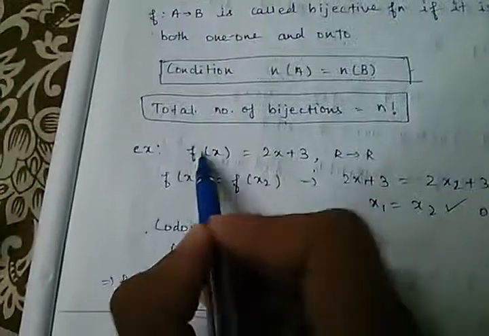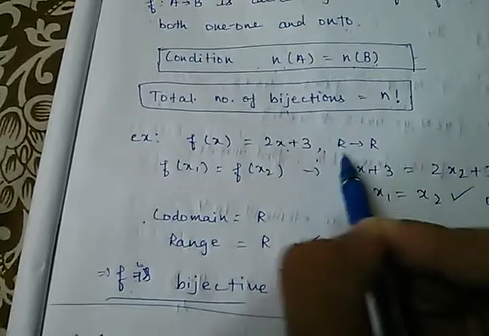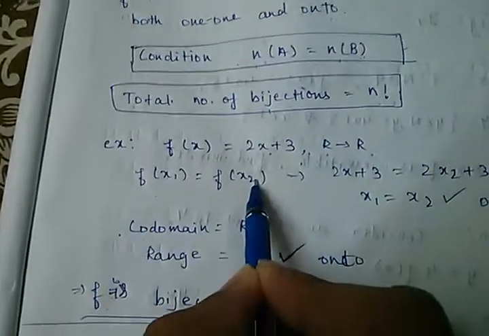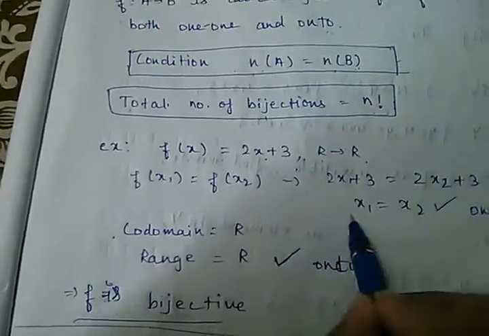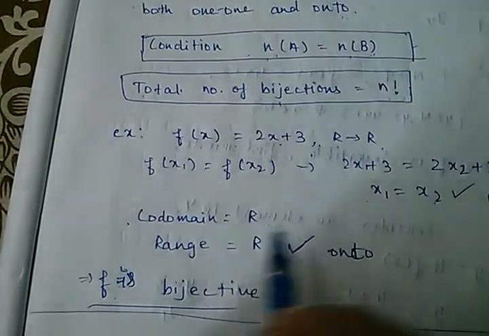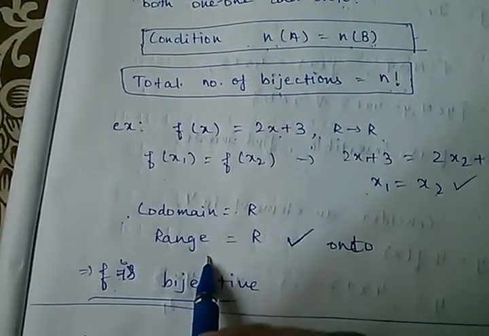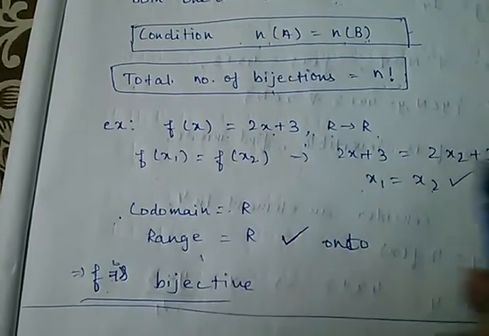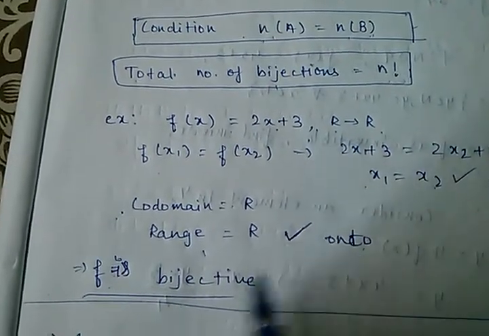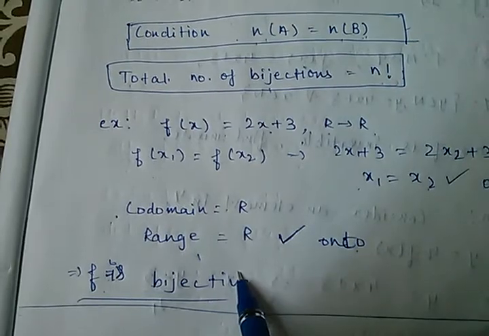Now, for example, if we take f(x) = 2x + 3 from R to R, applying the condition for 1-1, we get x1 equal to x2, and similarly applying the condition for onto, we get that the codomain is equal to the range. So it is 1-1 as well as onto, hence this function is a bijective function.